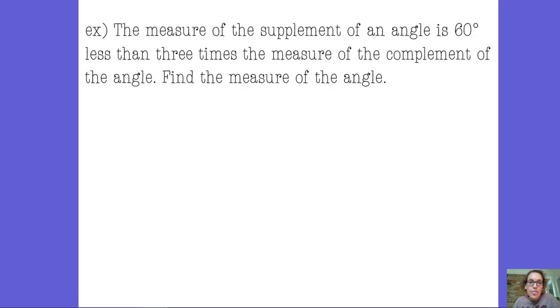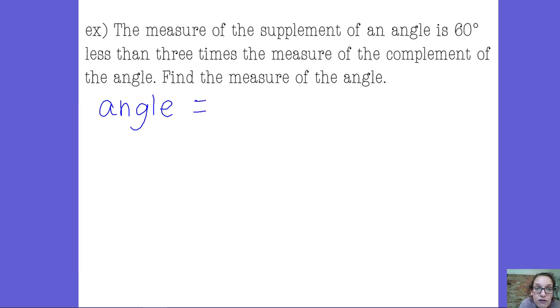So here's an example. The measure of the supplement of an angle is 60 degrees less than 3 times the measure of the complement of the angle. Holy guacamole, that is a lot of words. So this is where it's really important. We want to set up our angles and complements and supplements and assign variables.